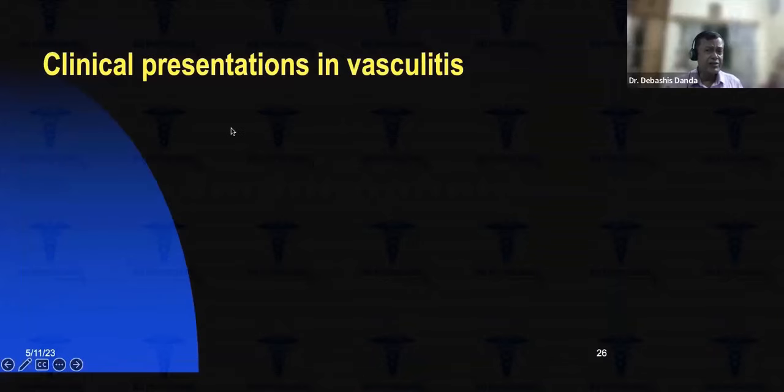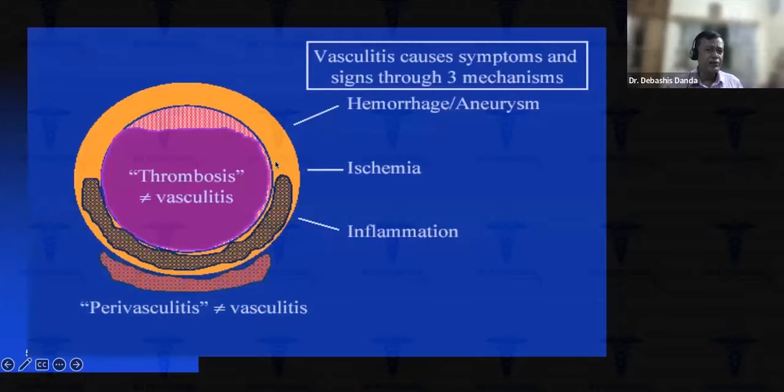Now, the clinical presentation in vasculitis, therefore, depends on either hemorrhage or ischemia or inflammation. So these are the broad causes for various symptoms of vasculitis.